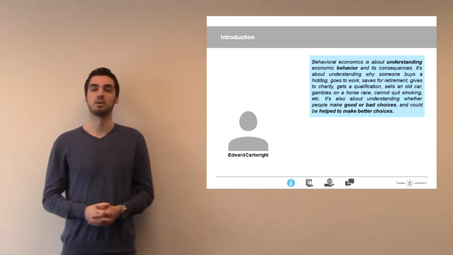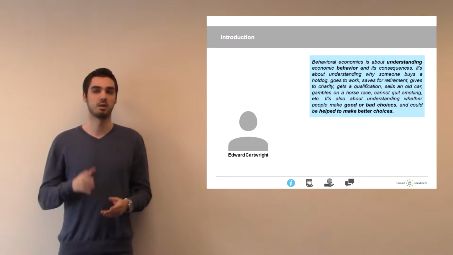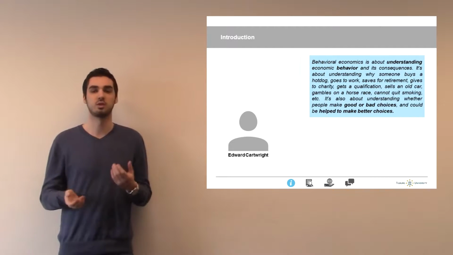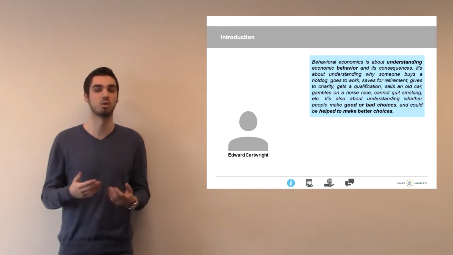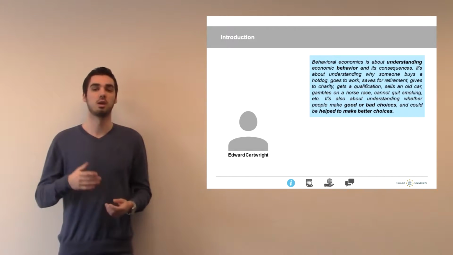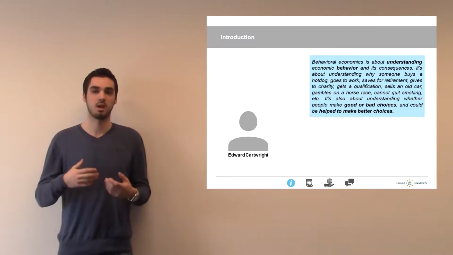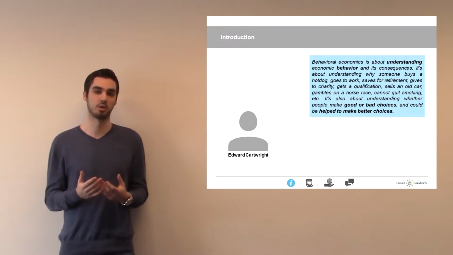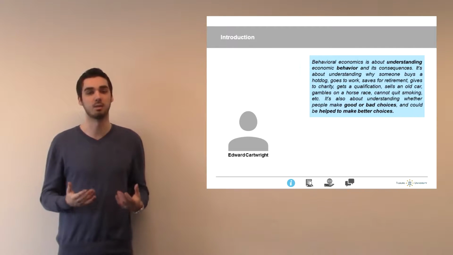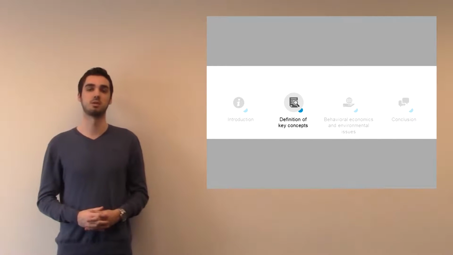So, behavioral economics, what is it really about? It is about understanding economic behavior and its consequences. So, for instance, if consumers are going to buy some good, such as a hot dog, or go to work, or save for retirement, they're going to think about how am I going to decide what to do. And behavioral economics is about understanding whether people make good or bad choices and how you can be helped to make better choices. So, first of all, we're going to define some key concepts.